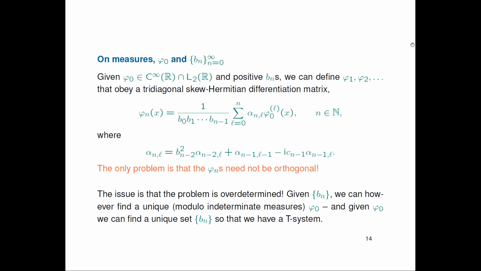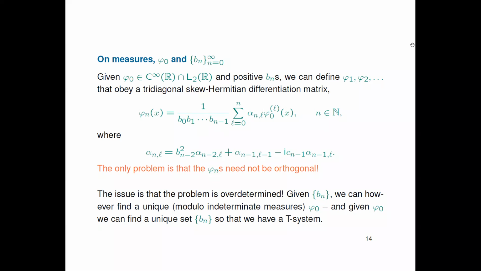There is something interesting going on, because there is another way of approaching all that. Give me a function phi 0 and tell me that this function obeys a 3-term recurrence relation. So phi n derivative is minus b n minus 1 phi n minus 1 plus i c n phi n plus b n phi n plus 1. And start with n equals 0. Then we know what is phi 0. Phi 0 derivative in that case will be i c 0 phi 0, which is known, plus b 0 phi 1. And from this we can find phi 1. Now we have phi 0 and phi 1. Looking at the equation for n equal 2, we can find phi 2 and so on.